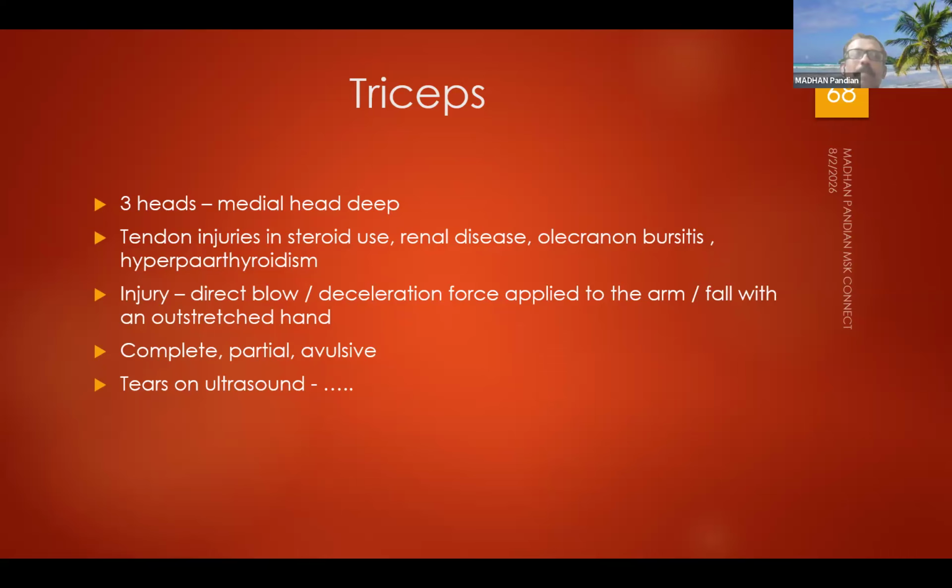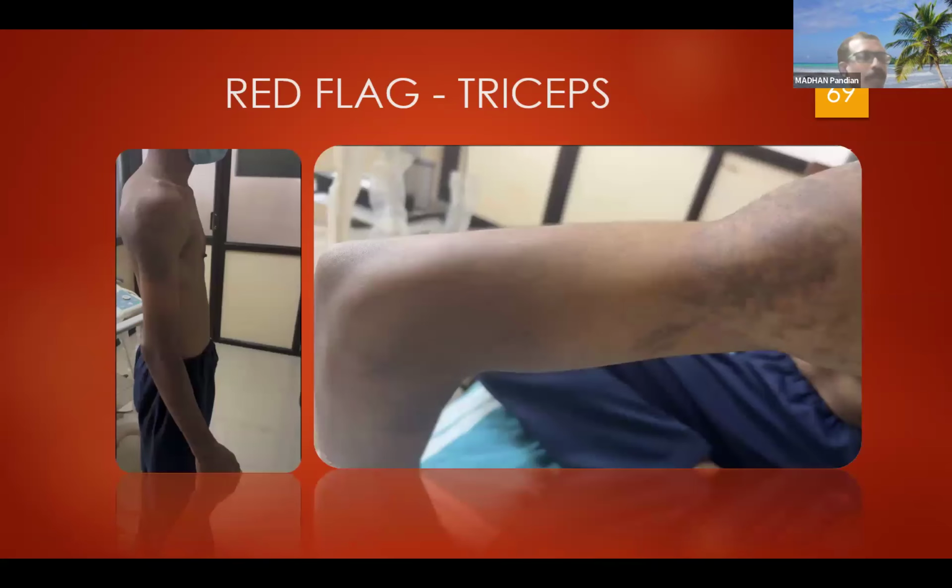Injuries can be there because of the direct blow, deceleration force applied to the arm, complete, partial, or avulsion. So all these can be actually made out by ultrasound examination. And this is one very important patient which I actually wanted to discuss. This is an OT technician who reported to me with wasting here on the triceps. He basically thought it is a shoulder related problem.